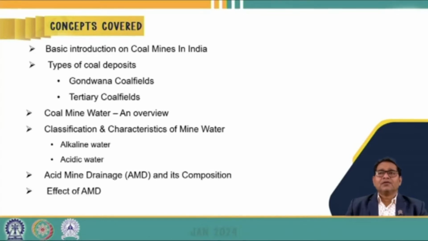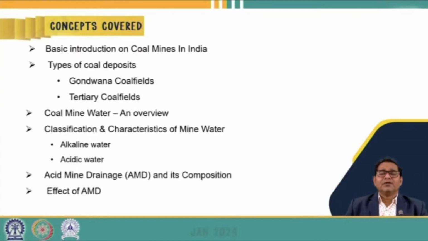Then we will look at how mine water is generated during mining operations, what the major contaminants are, and a little overview of coal mine water. Then we will look at the classification and characteristics of the various types of mine water that are generated, like alkaline water and acidic water.